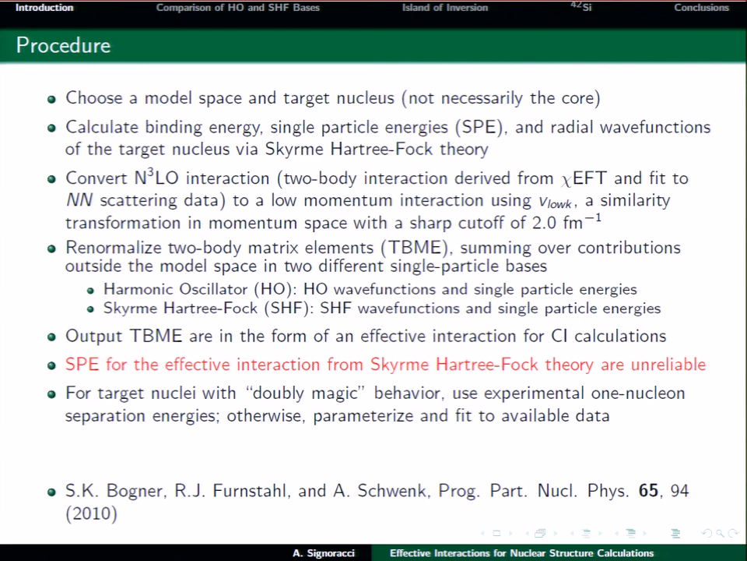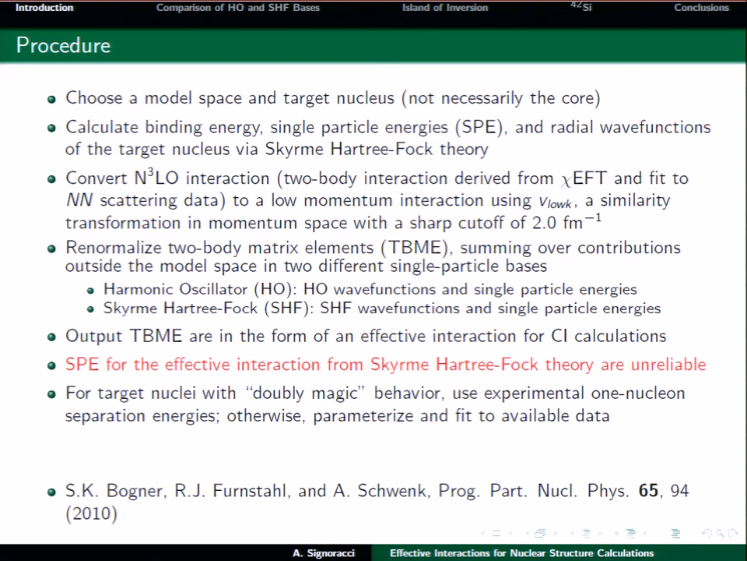As I mentioned, the harmonic oscillator basis is generally used but does not reproduce the behavior of exotic nuclei, and so a second realistic basis called Sturm-Hartree-Fock will be used as well, and I'll show a comparison between the results with these two different bases.